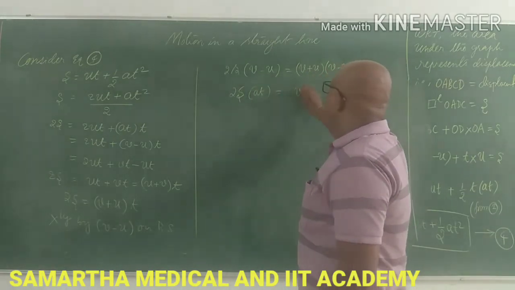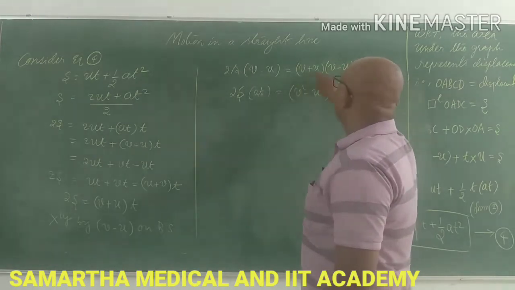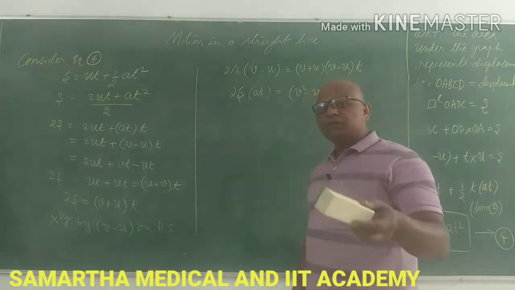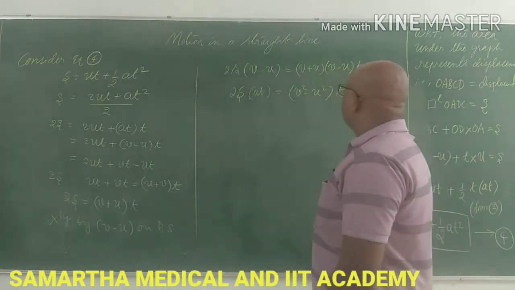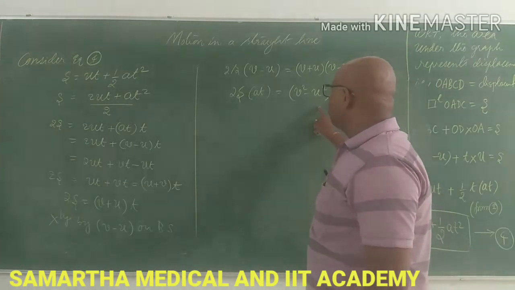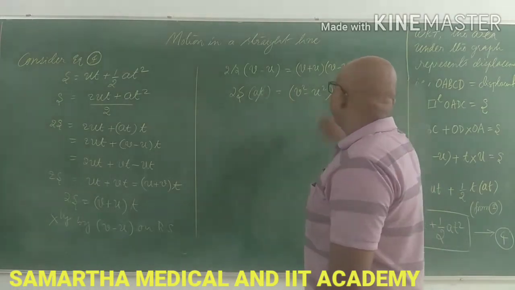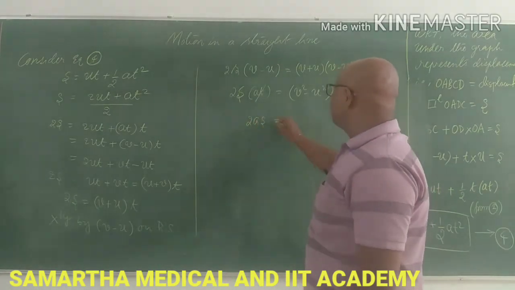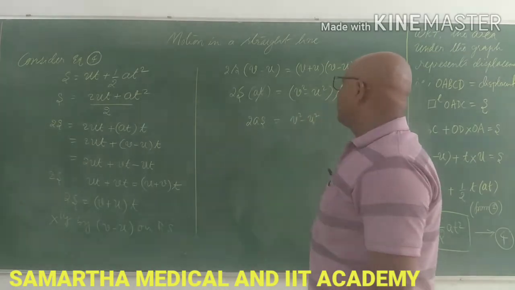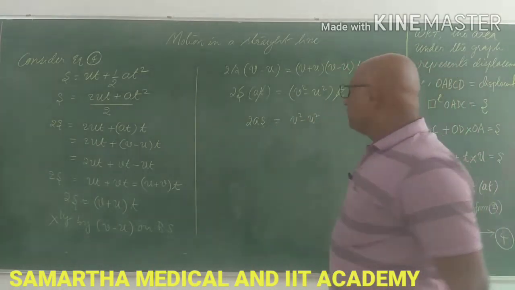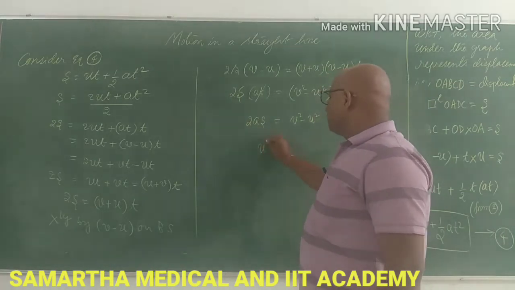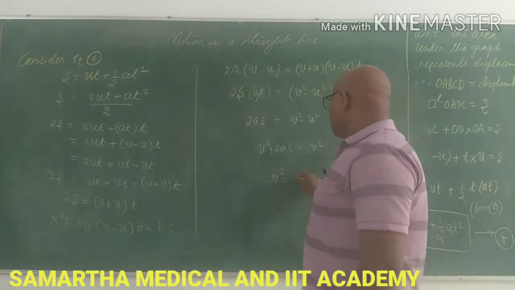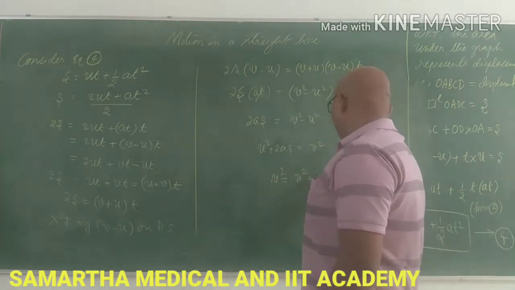V plus U into V minus U is V square minus U square, right? Because it is of the form a plus b into a minus b. The expansion of a plus b into a minus b is a square minus b square. It is already known from high school. So V square minus U square into T. T here gets cancelled. Now 2AS will remain. 2AS is equal to V square minus U square. So we have got the equation. Send the U square to that side: U square plus 2AS is equal to V square. That is nothing but V square is equal to U square plus 2AS.